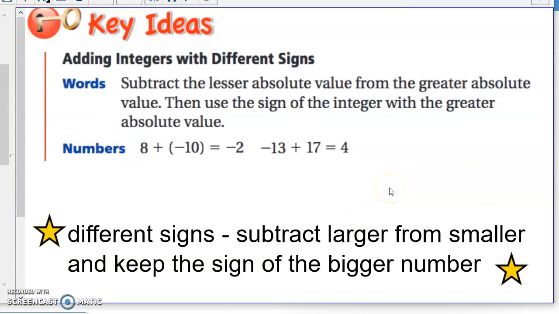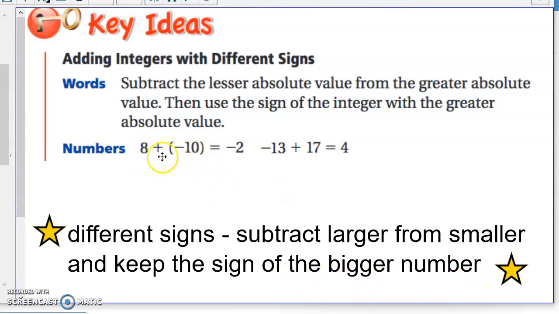Now, the trickier part is adding integers with different signs. What you have to do is subtract the smaller number from the larger number. And what I mean by that is the smaller absolute value from the larger absolute value. Then you keep the sign of the bigger number, and I'll explain what that means with this example here.